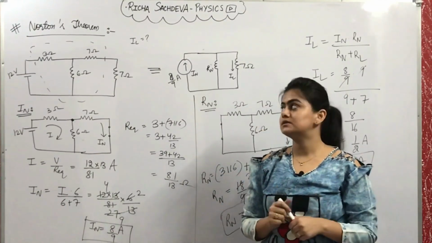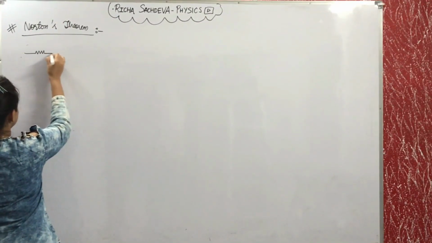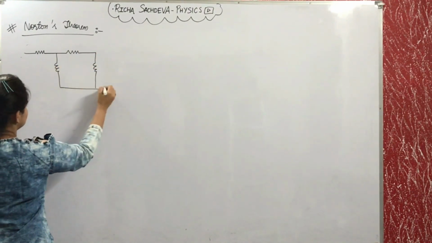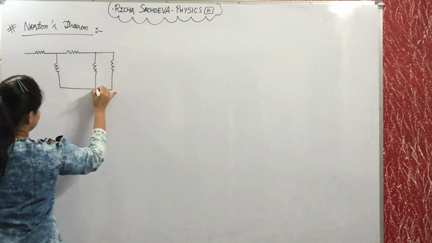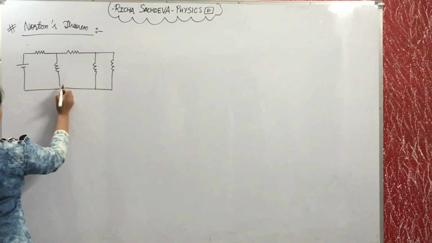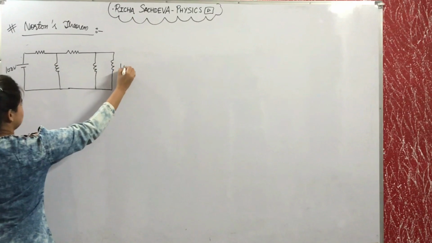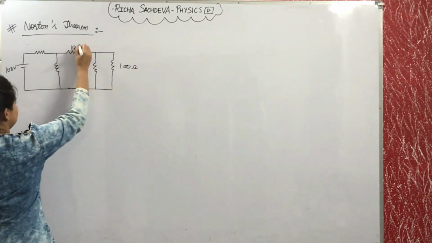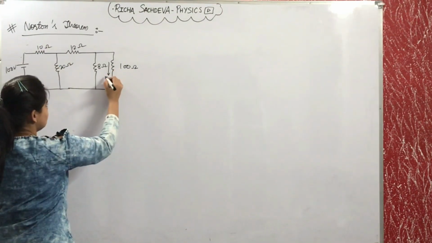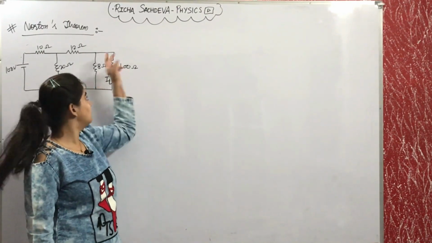Now let us take one more example, more than 2 loops. Let us say this is 100 volt, this is 100 ohms, this is 12 ohm, this is 8 ohm, this is 20 ohm, and this is 10 ohm. And we need to calculate this current. This is IL. So calculate the value of IL with the help of Norton's theorem.